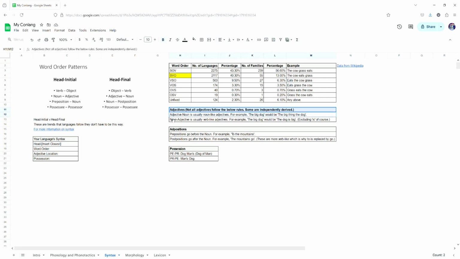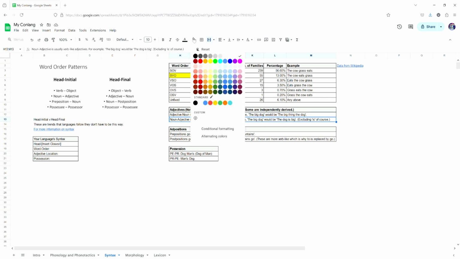Now for the adjectives. Adjectives are either noun-based, verb-based, or independent, as in English. An example for noun-based usage would be the big thing, the dog, to represent the big dog, where there is a noun for a big thing. For verb-based usage, it would be the dog bigs, where there is a verb for being big. I'll stay with a head initial path and choose verb-based adjectives.